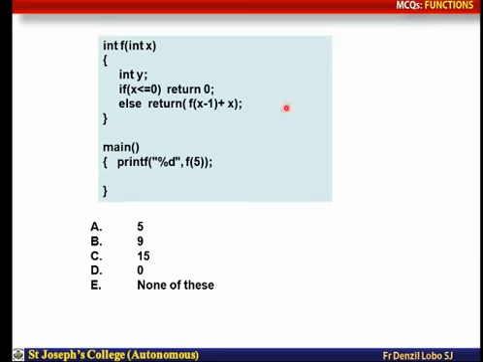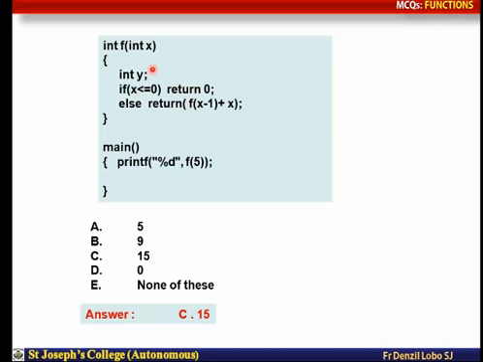One more recursive function. Have a look at what is the output of this. Again, you are calling printf %d, function f of 5. So it's a recursive function. As long as x is more than 0, you go on doing it. So the value is going to be 15.